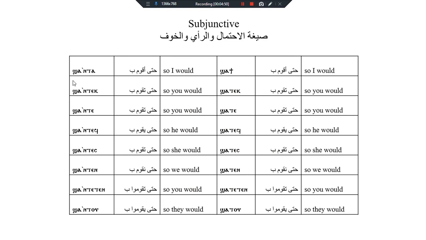We have also a variation of it. Sha inta means so that I would. Sha intik, sha inte, sha intif, sha intes, sha inten, sha intetin, sha intou. A variation of it also: shati, it means so that I would; shatik, so that you would; shate, so that you would; shatf, so he would; shates, so that she would; shaten, so that we would; shatetin, so that you would; shatou, so that they would.